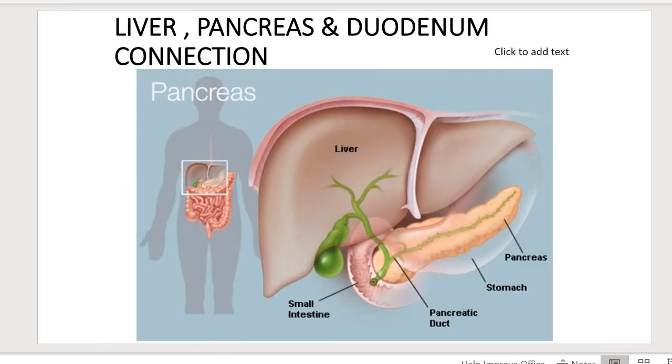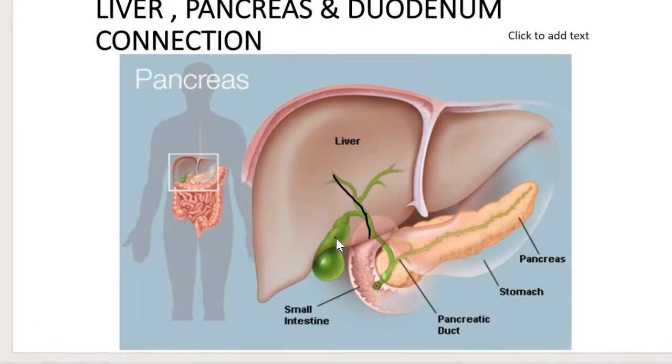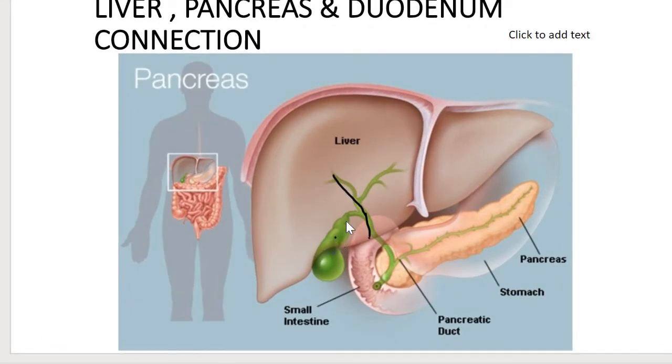Now, how does this process take place? See, this is the liver. From the liver, a duct will come, because inside the liver bile juice is produced. This bile juice will come and enter here. Some amount of bile juice will be stored in the gallbladder. This is the pancreas. From the pancreas, pancreatic juices will come.